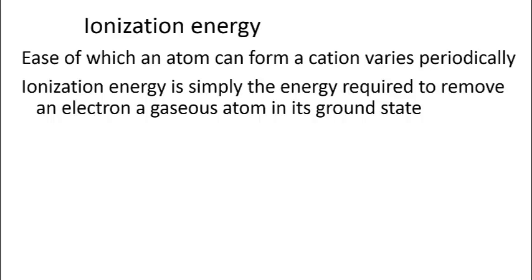Ionization energy. The relative ease of an element to form a cation, which is an ion with a positive charge, varies in accordance with the element's position on the periodic table. Now, in order to understand this trend, we need to investigate something that is called ionization energy.